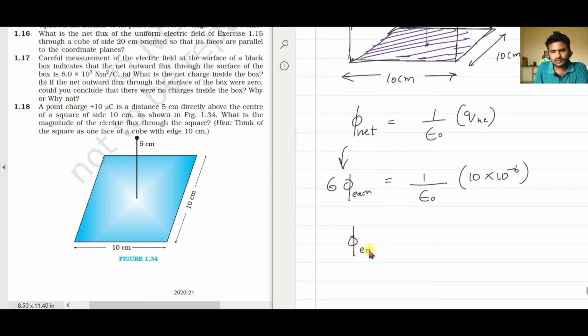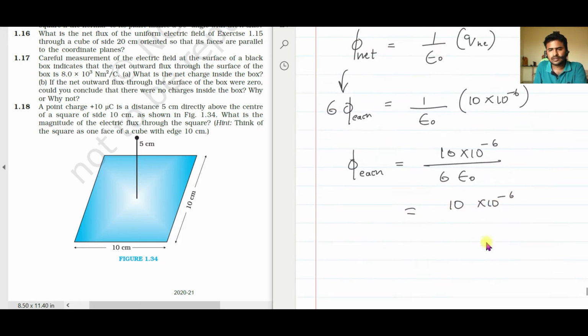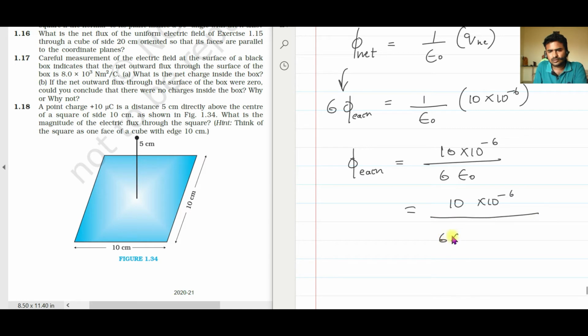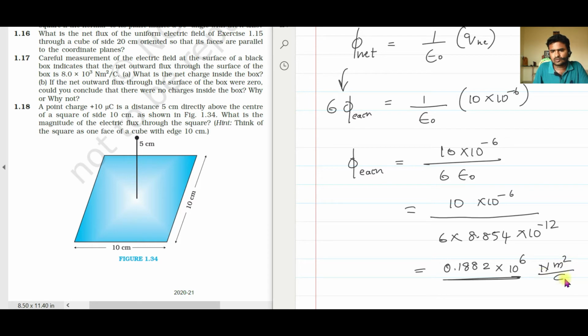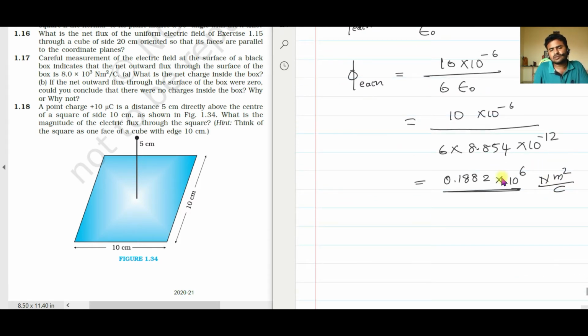Flux through each surface is going to be 10 into 10 to the power of minus 6 divided by 6 times epsilon naught. Now if you calculate this, it will be 10 into 10 to the power of minus 6 divided by 6 into 8.854 into 10 to the power of minus 12. Upon simplification we will get 0.1882 into 10 to the power 6 newton meter square per coulomb. So that is going to be the flux through each surface.